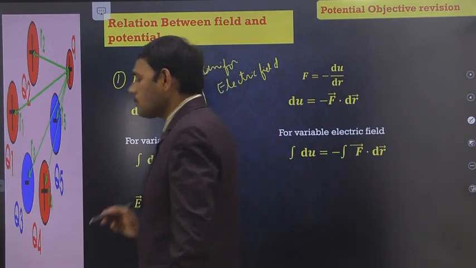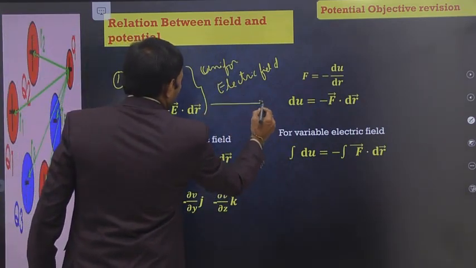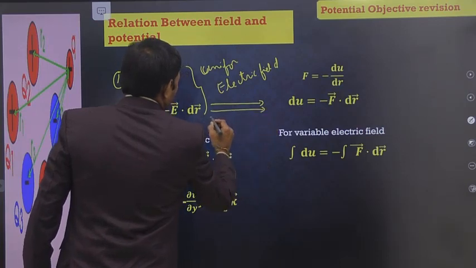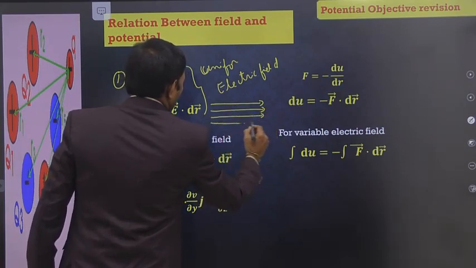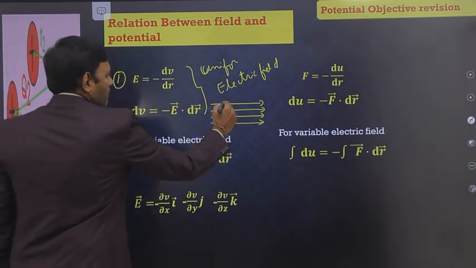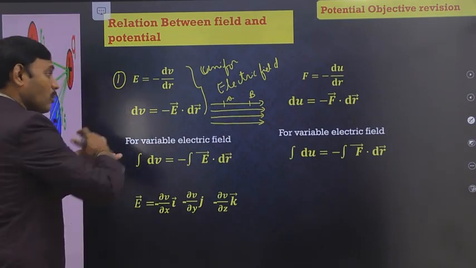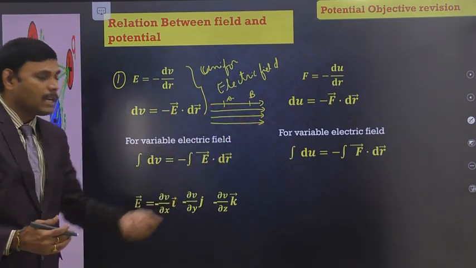Here is one interesting conclusion. Suppose this is the electric field, shown as a uniform electric field by equally spaced parallel lines. If you move from point A to point B in the direction of the electric field, the potential goes on decreasing. VB is less than VA.